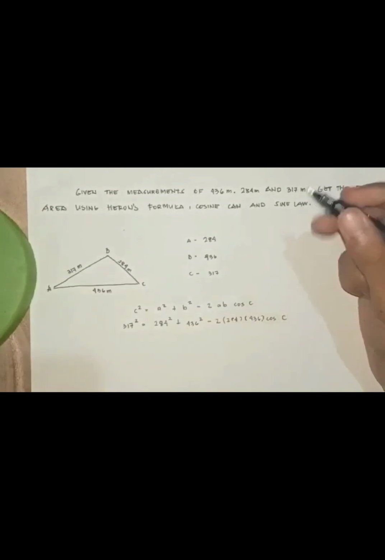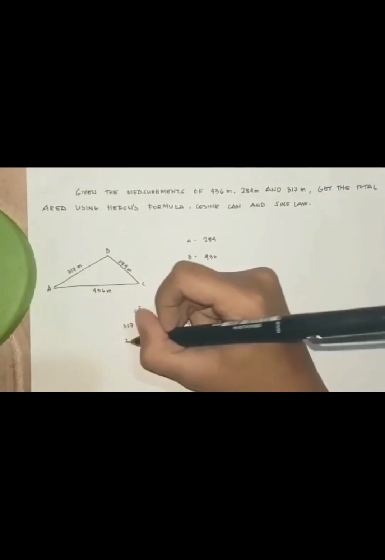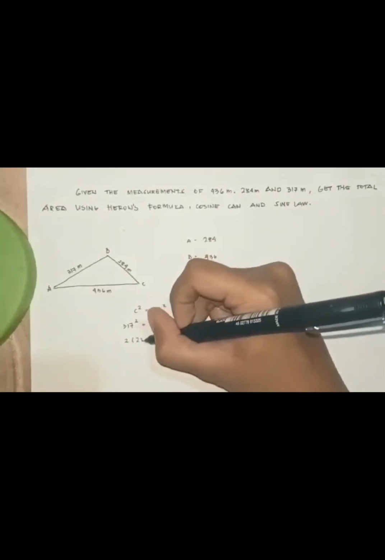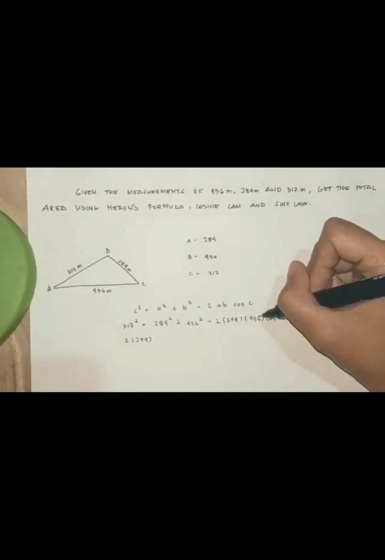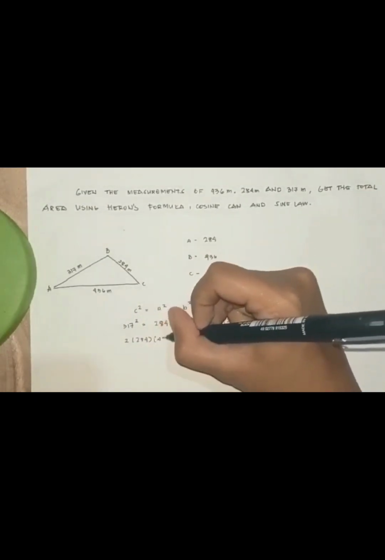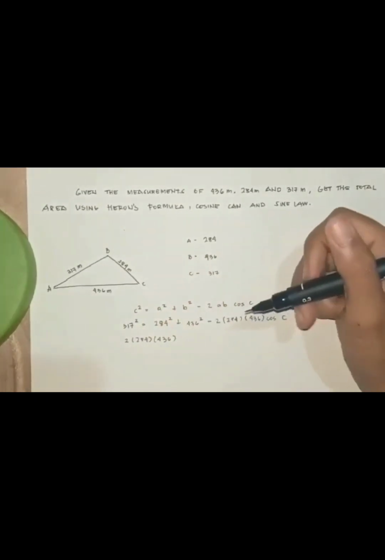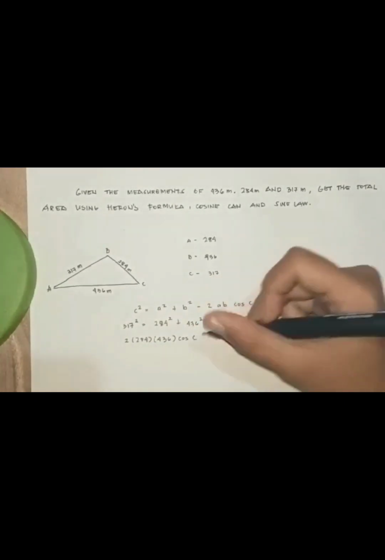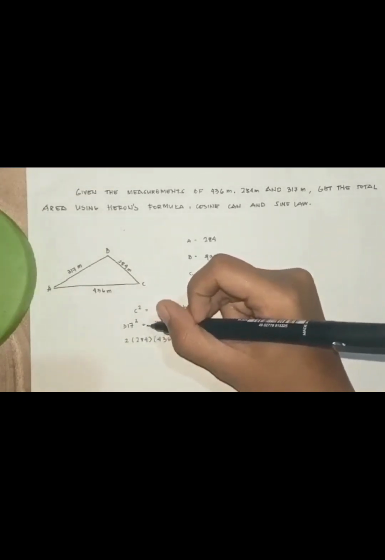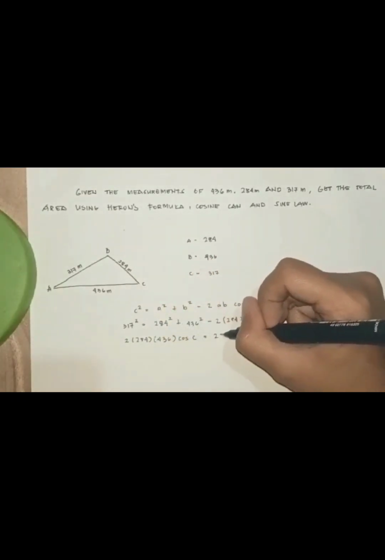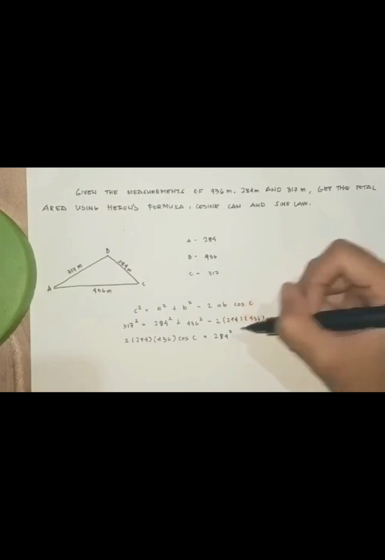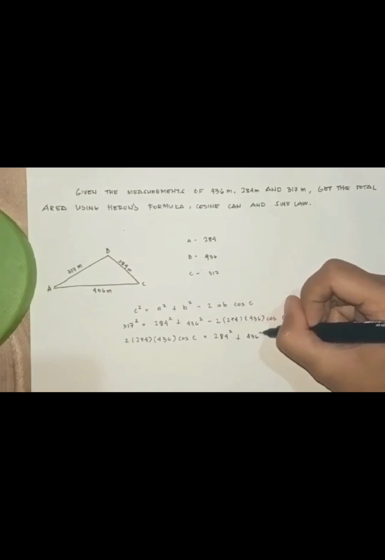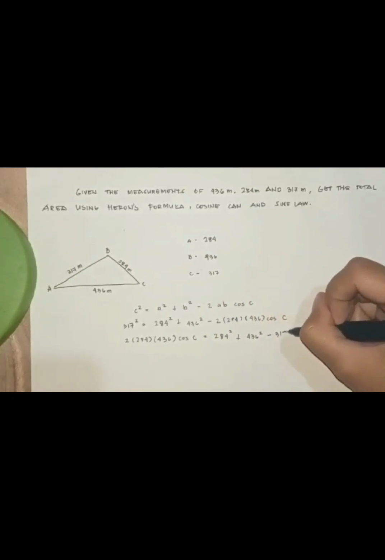And then we will rearrange. We have 2 times 284 times 436, cosine C, is equal to 284 squared plus 436 squared minus 317 squared.